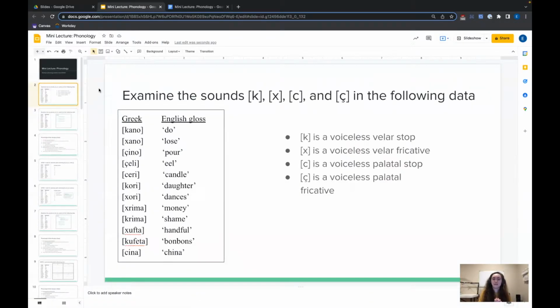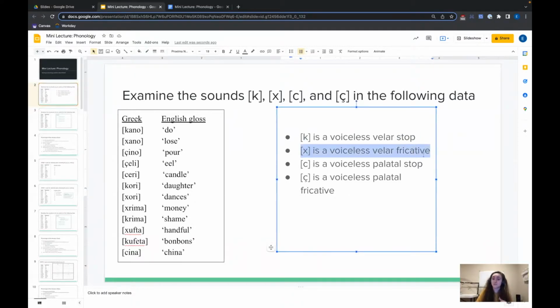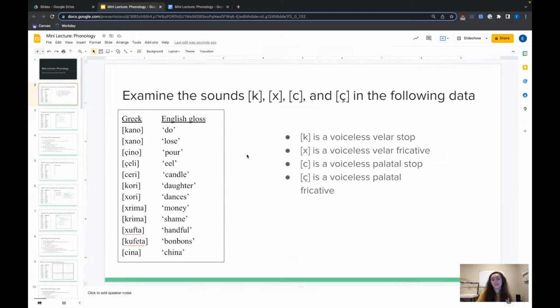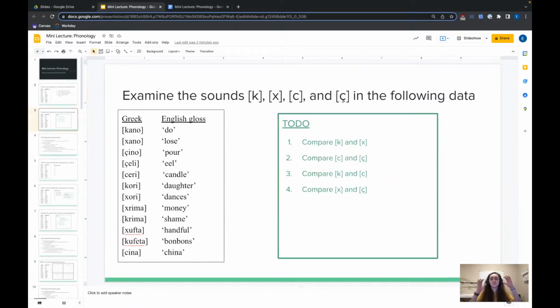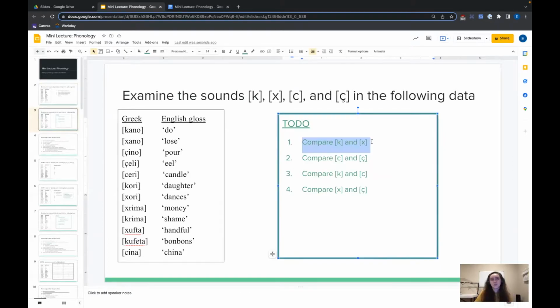So we're going to be examining the four sounds that are shown here: the voiceless velar stop, the voiceless velar fricative, this voiceless palatal stop represented with the C, and the voiceless palatal fricative, which is the C with the little curly thing underneath it. And our data set is here on the left. So we're going to do four sets of comparison. We could maybe do more, but these are the four that we're going to do. So we'll be comparing the two velar sounds, the two palatal sounds, the two stops, and the two fricatives, and see what we can find.